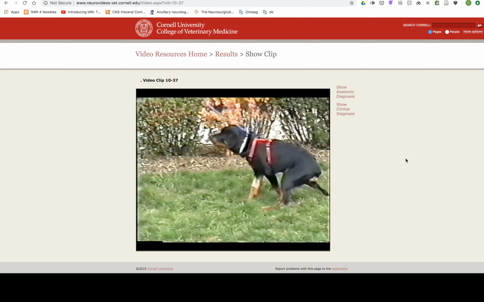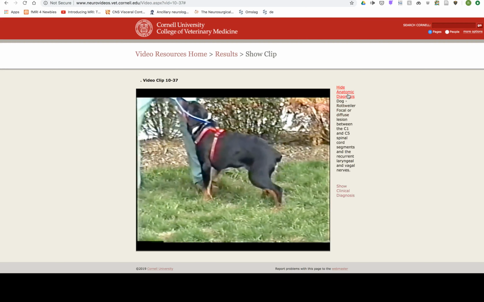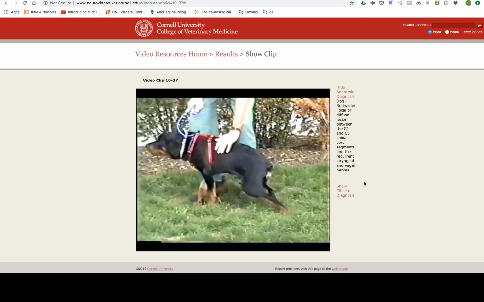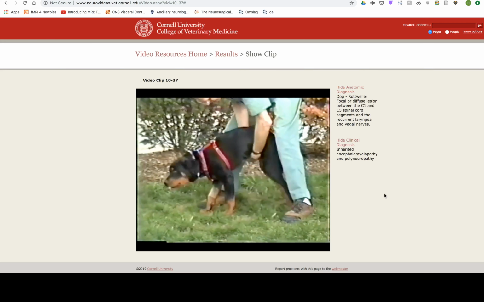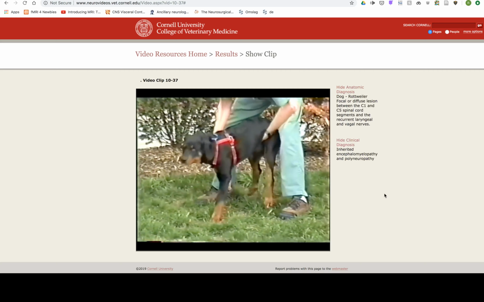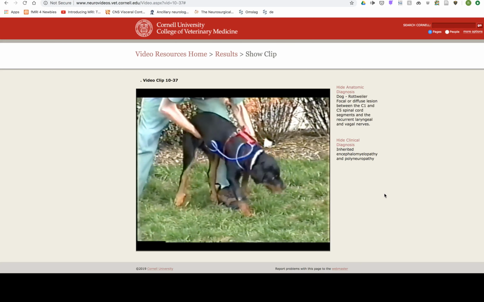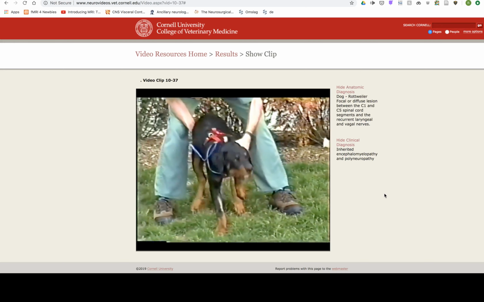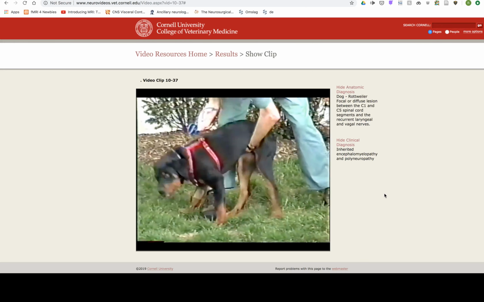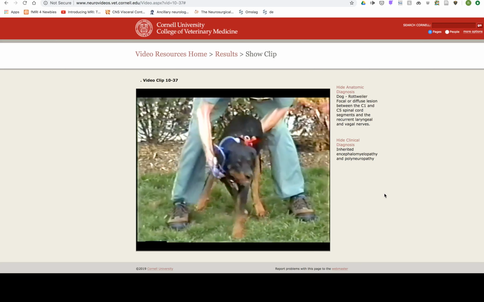Anatomic diagnosis: a focal or diffuse lesion between the C1 and C5 spinal cord segments and in the recurrent laryngeal and vagal nerves. Differential diagnosis: for the spinal cord lesion, the differential diagnosis is the same as the 3 case examples that were listed and briefly discussed for case example 10-13. In addition to those, an inherited myelopathy has been reported in the Rottweiler breed. It is associated with a neuropathy that is most pronounced in the recurrent laryngeal nerves, and some of these dogs have a megaesophagus or microphthalmia bilaterally. Hans exhibits all of these features.